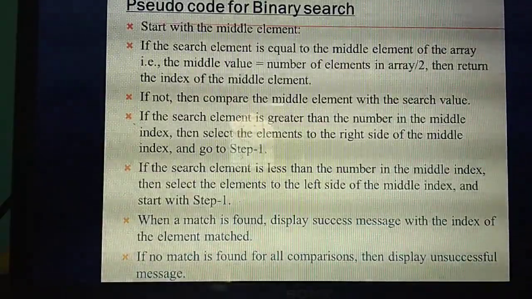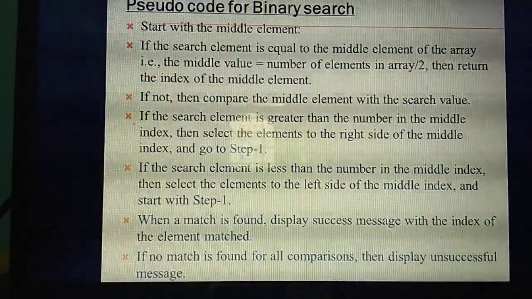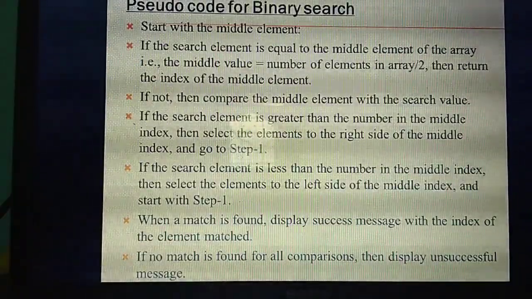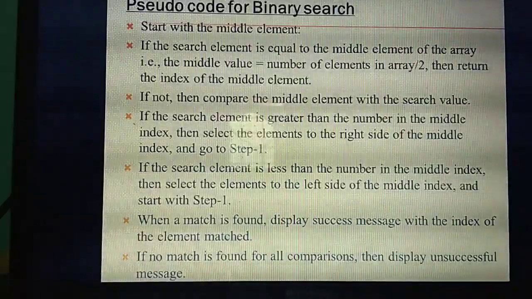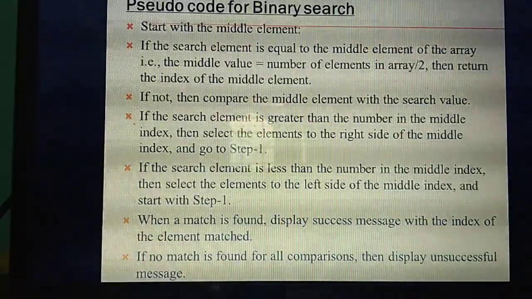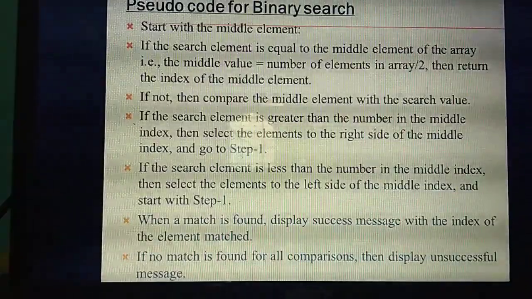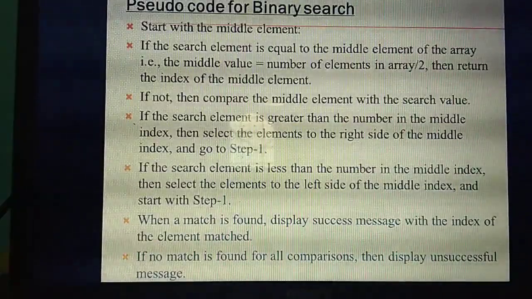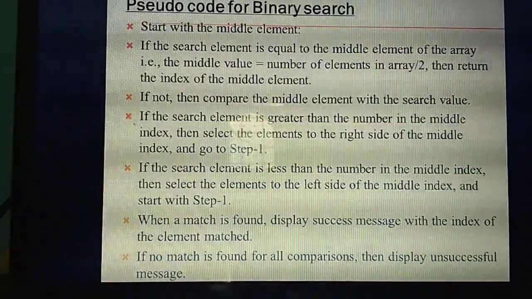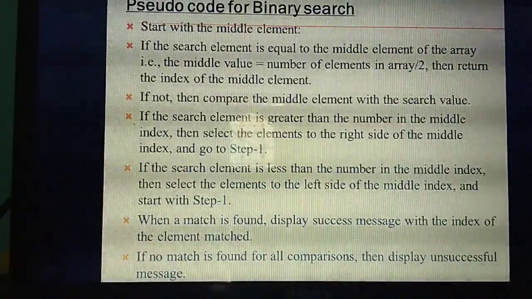Once more I am repeating, what's the first point? Your search always starts with which element? Middle element. Then you are going to calculate the middle value using which formula? Middle value equals number of elements divided by 2. Then you take some element as a search value, that value you kept in mind, and you compare that search value with the middle value.